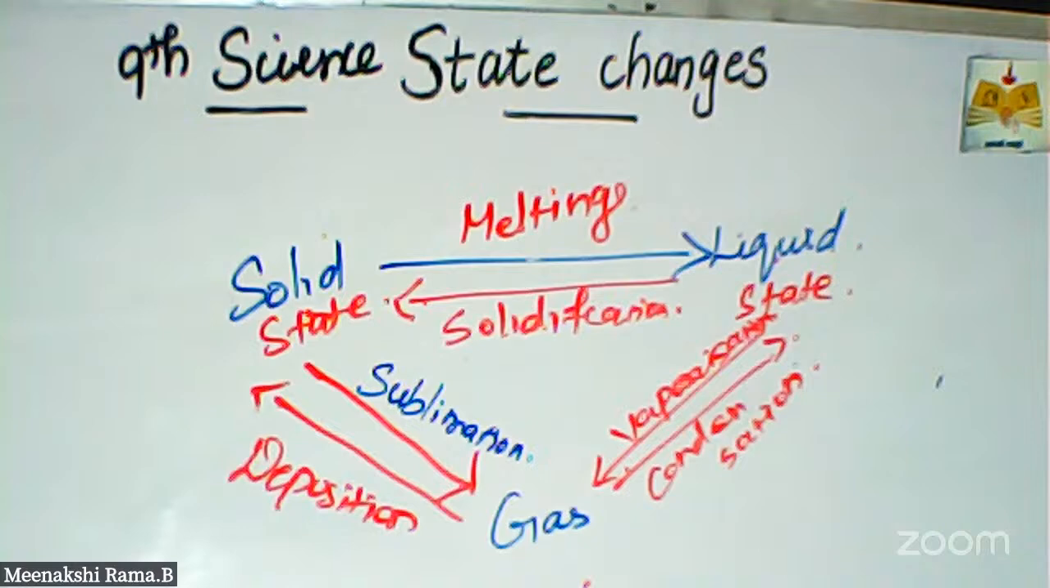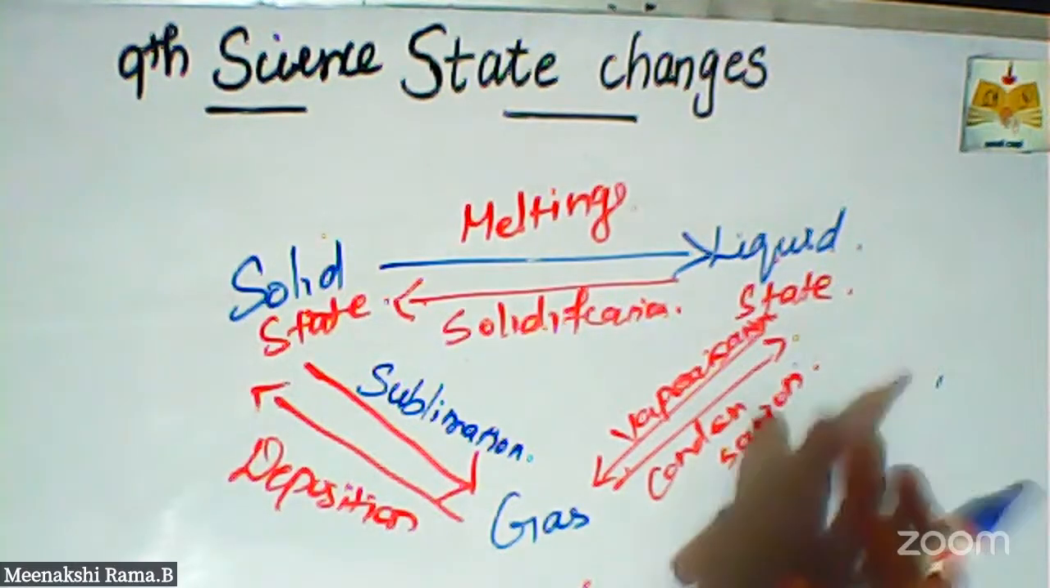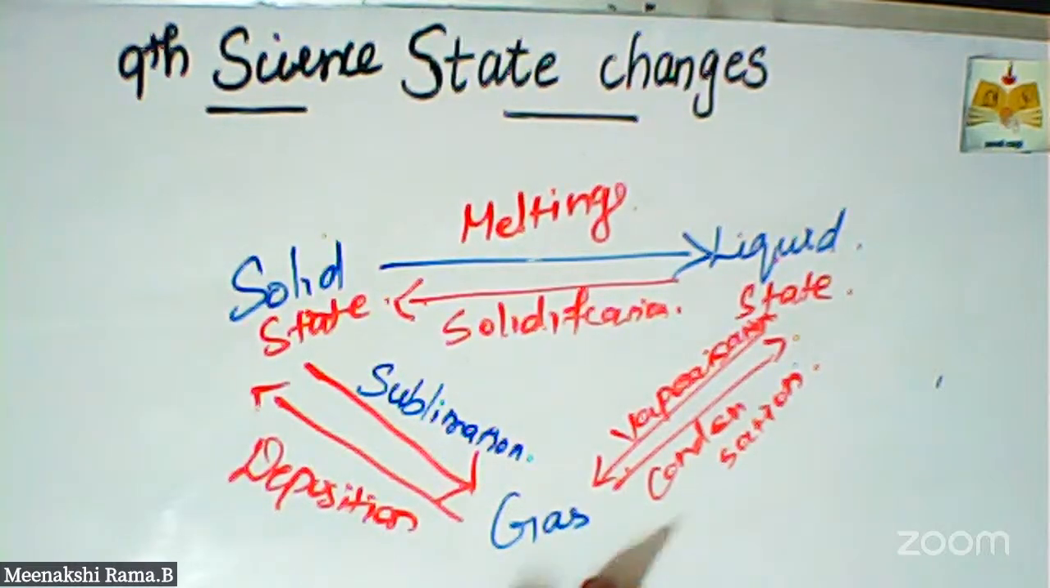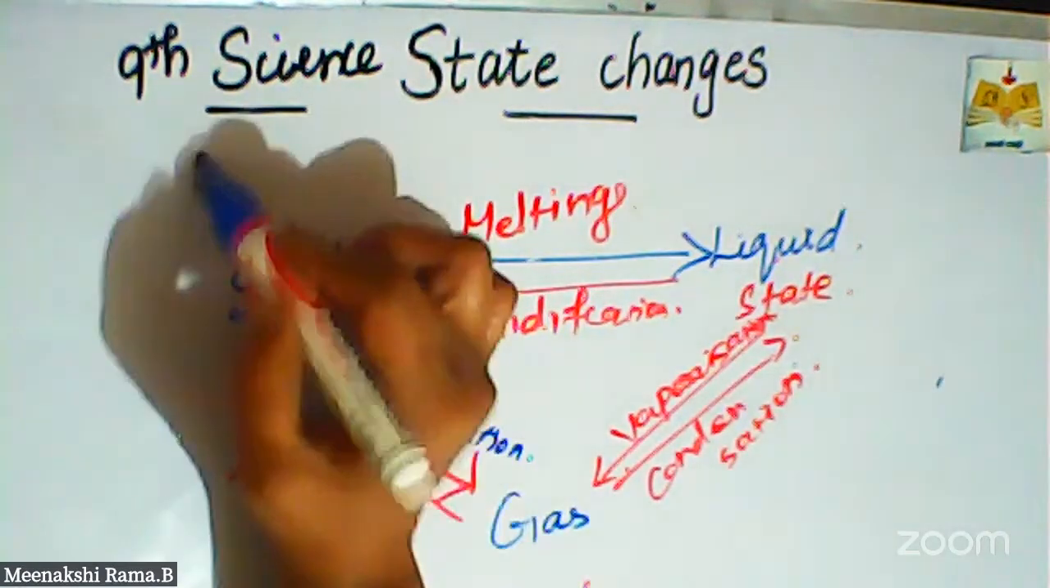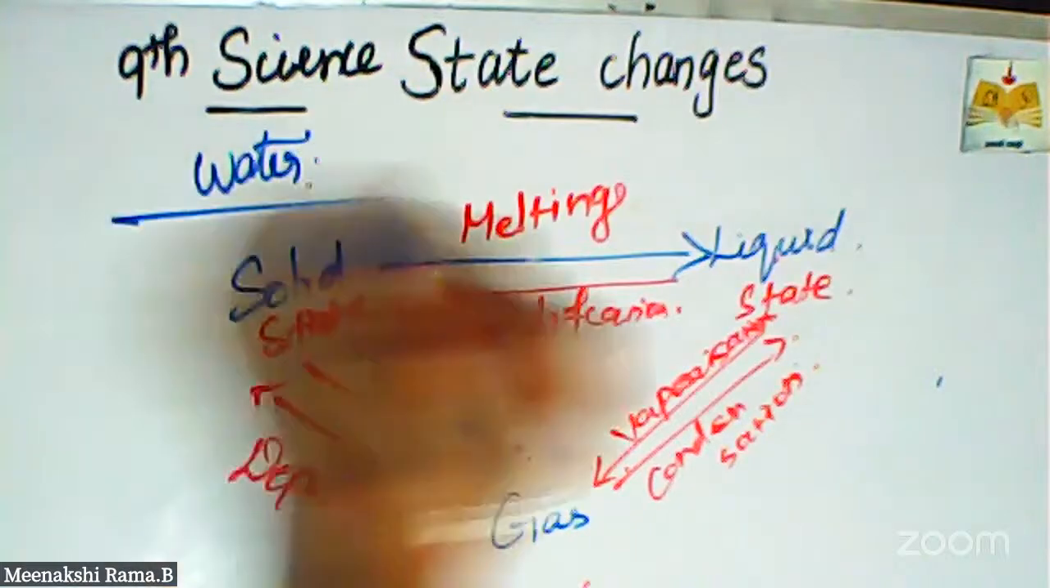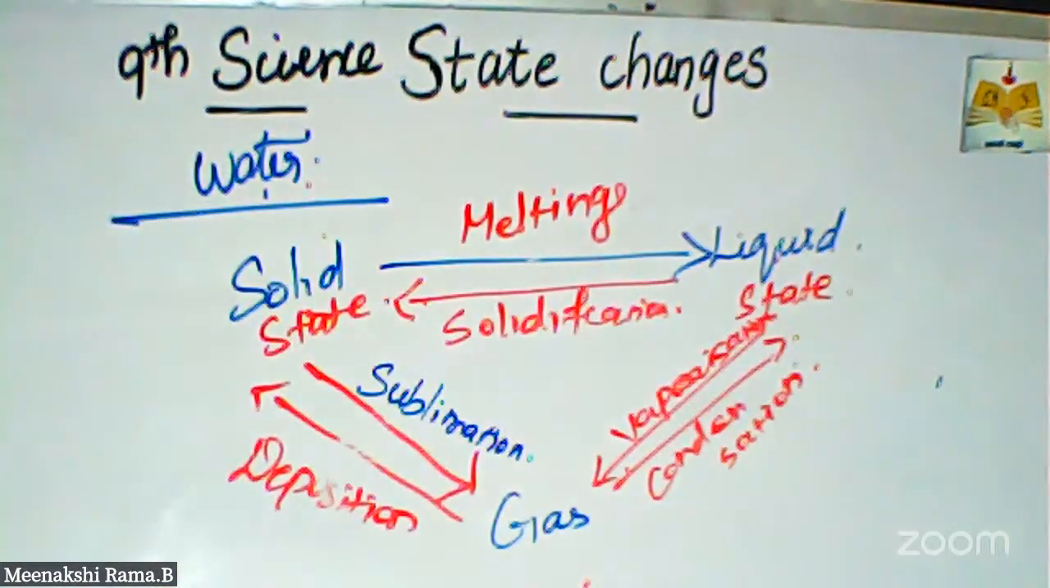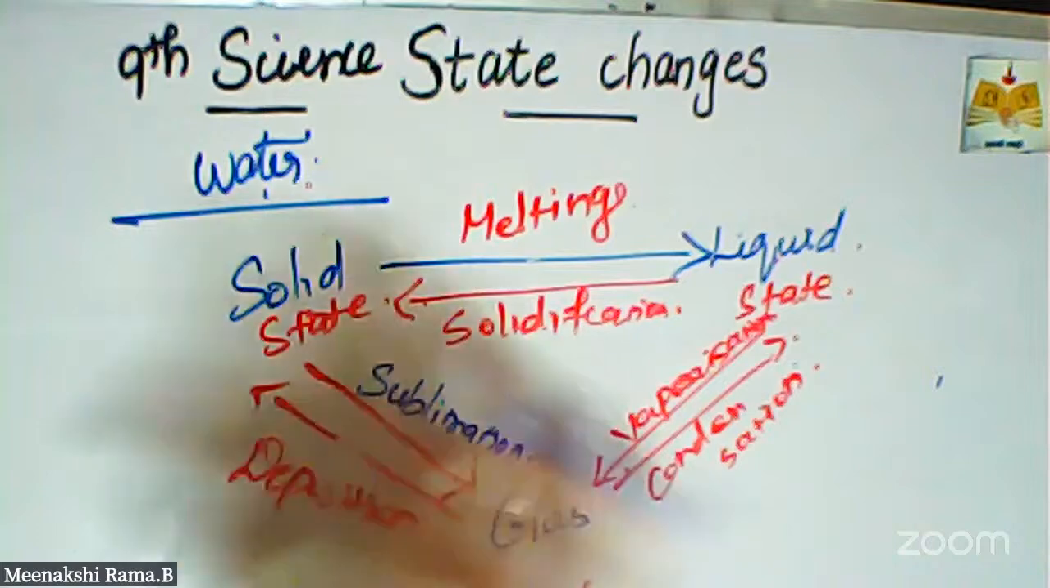Next one is condensation. Water vapor is changed into liquid state. That is called condensation. So these are all the reversible processes. Solid directly changed into the gaseous state is called sublimation. Gas is changed into solid, that is called deposition. These are all the main properties. So water is a very good example for the state changes. These are all the changes of state properties in water.